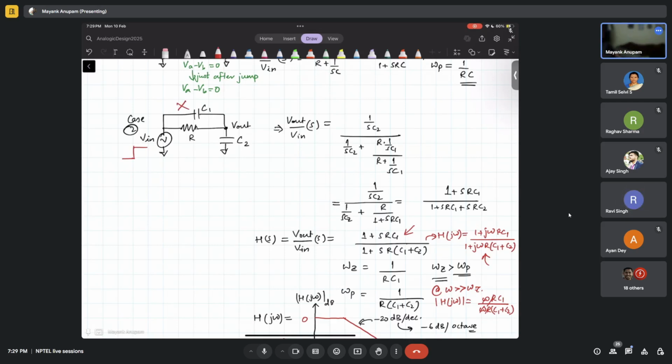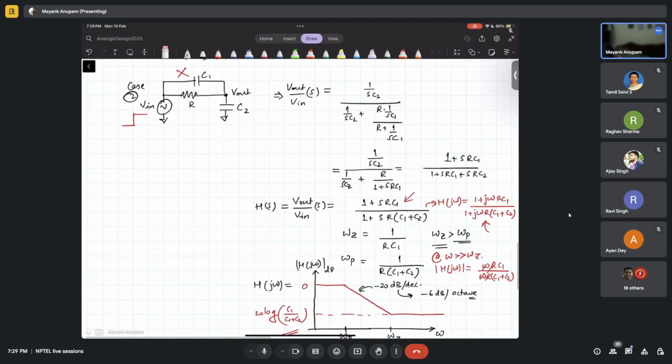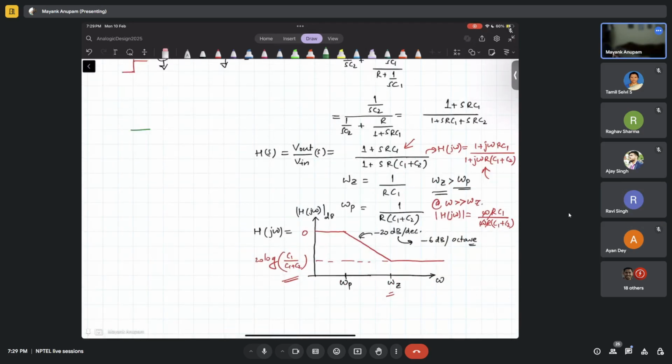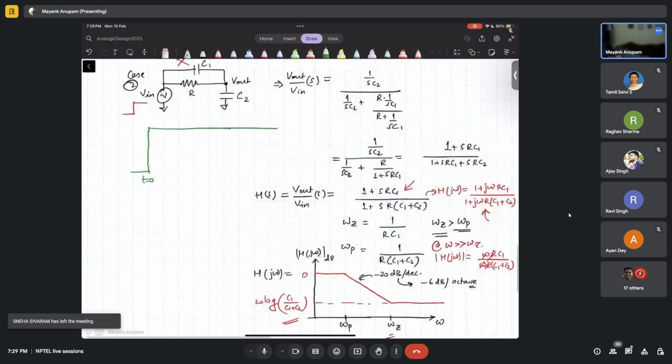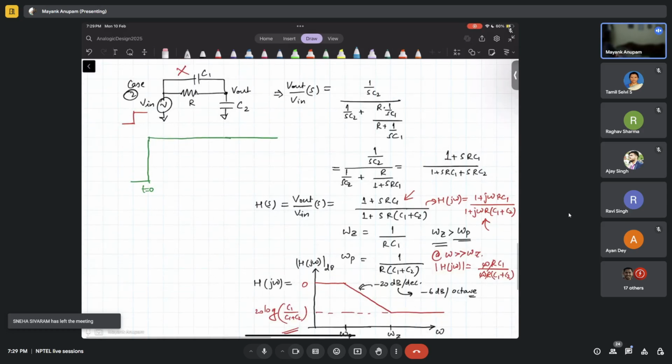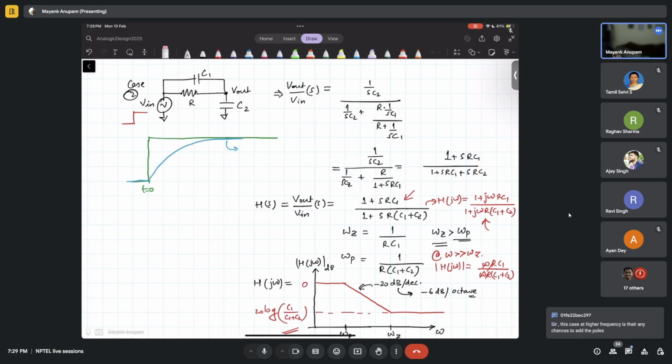So tell me, if this capacitor C1 was not present, how was the unit step response of this circuit? It was like this, right? Okay, let me plot it in a much bigger space here. It is t equal to 0 here. Without this C1, how was the unit step response? It is something of this kind. So this is without C1, right?